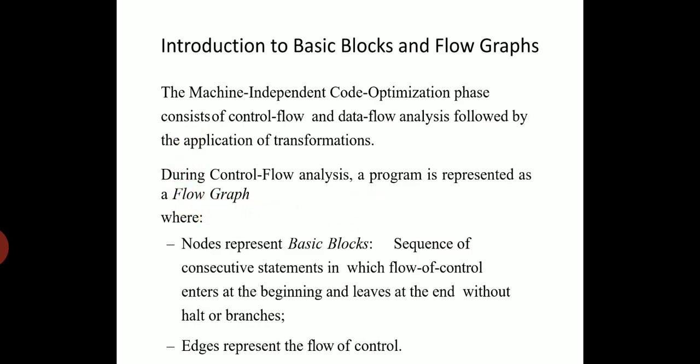A flow graph is a graphical representation, with nodes representing the basic blocks. Another term is basic block. A basic block is a sequence of consecutive statements in which the flow of control enters at the beginning and leaves at the end without halt or branching. If there is a set of statements which doesn't have any branching, then that set of statements can be grouped as a basic block. That basic block can be represented as a single node in the flow graph.